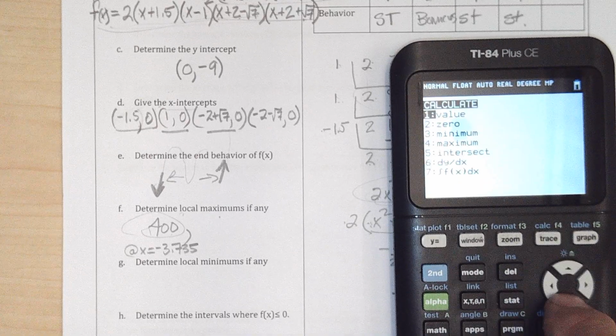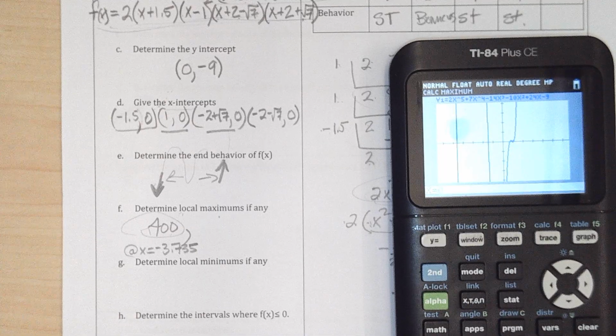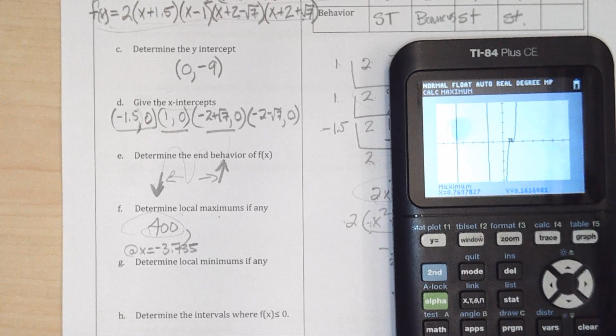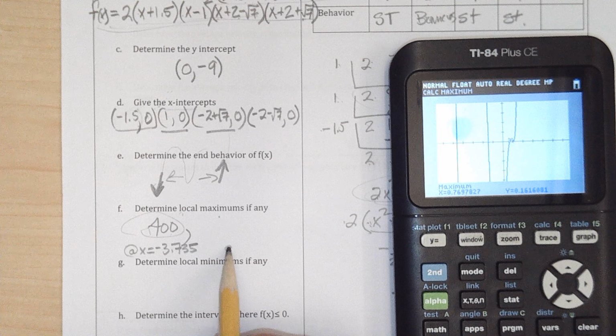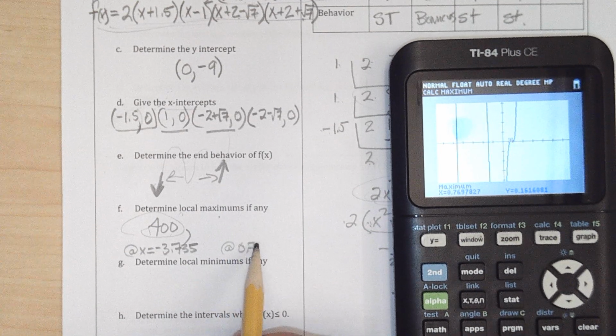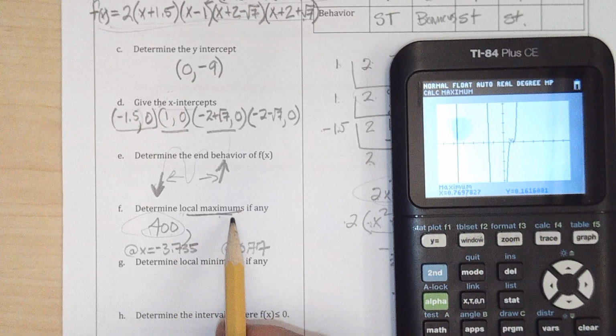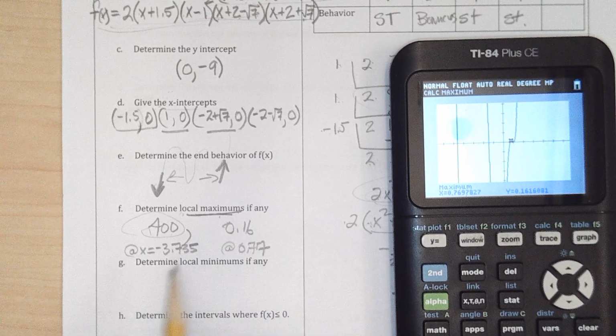Second, calculate the max. Between 0, enter, 1, enter. And it looks like at 0.6 we think it is, and it says no, it's at 0.76. That's where it's at. 0.7697, about 77, rounded off. But the maximum is, this is the number I need for this, because the maximum is how high it got to, and it got to 0.16 something. Okay?